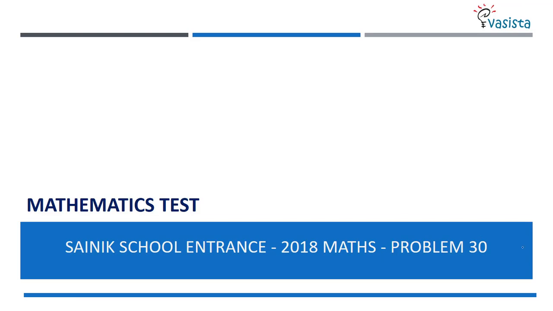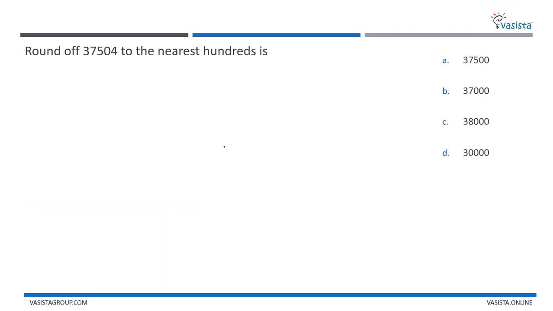Fine. Problem number 30. Let me solve here. Round off 37,504 to the nearest 100. They have mentioned we are supposed to round off to the hundreds. That is 37,504 they have given. You know that.